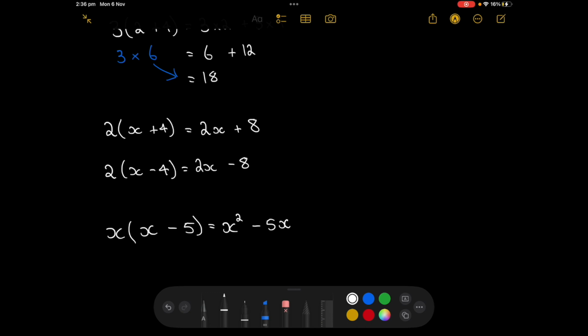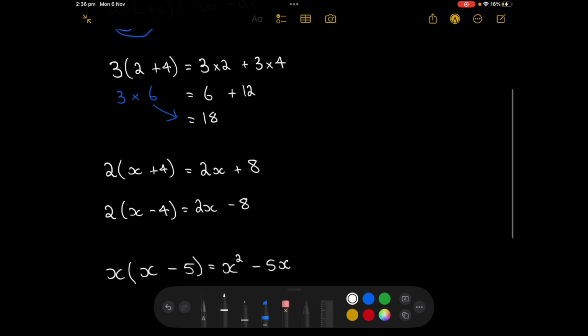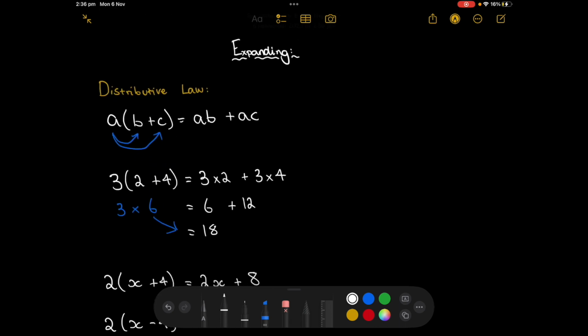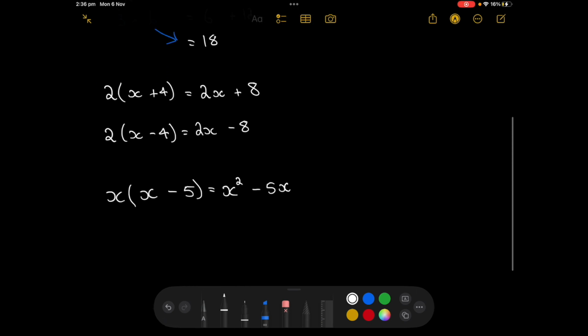So these are some of the ways that you can use the distributive law. And it all comes back to this rule at the top, that we just distribute whatever is on the outside of the brackets into each term within the brackets. Be careful, because a lot of students make the mistake that they'll multiply A times B, but they'll forget to do the A times C. So make sure you're being really careful when you're using this law.